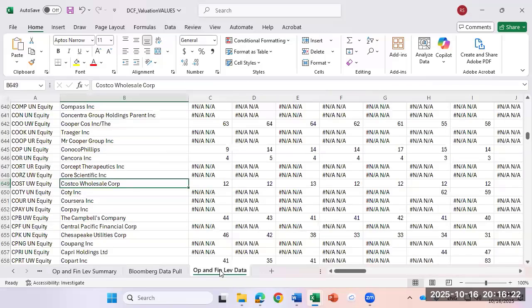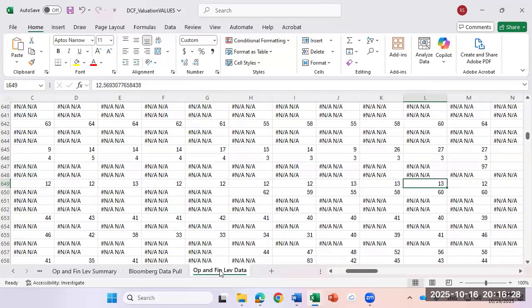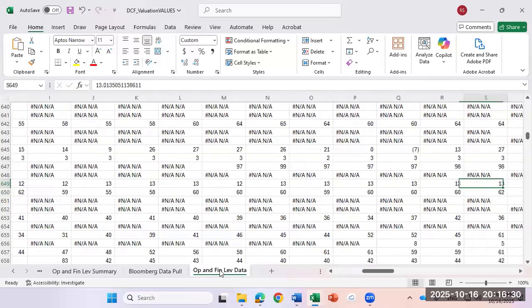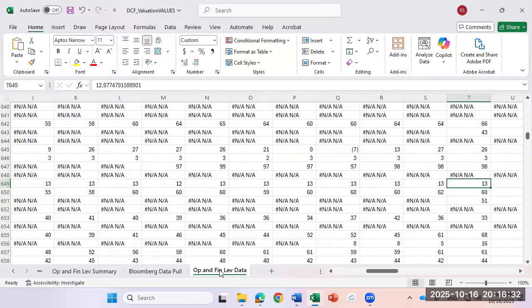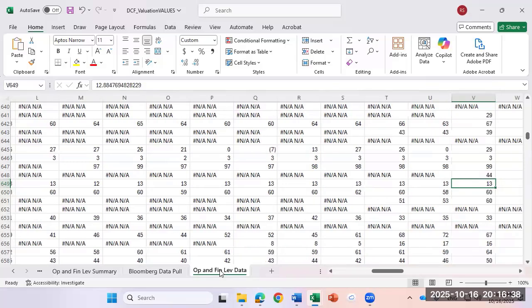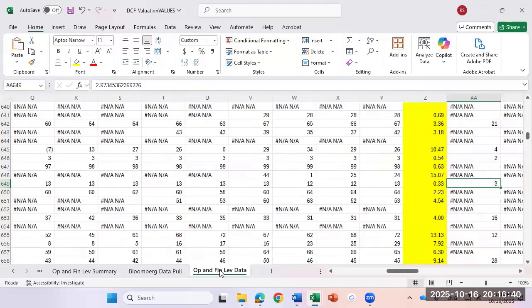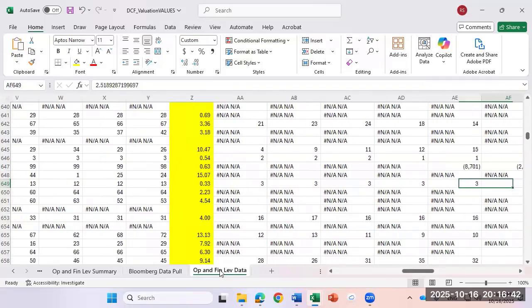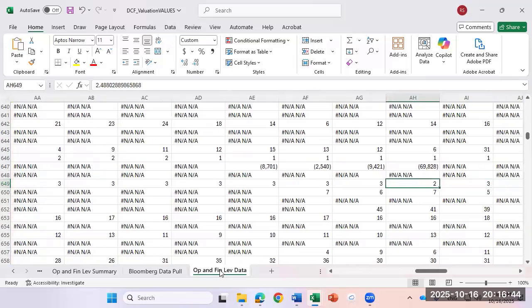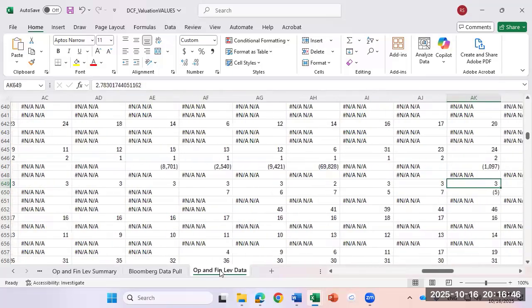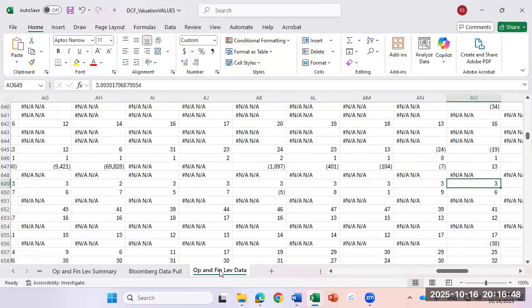Any of y'all want to forecast Costco? Here's the gross margins: 12, 12, 13, 12, 12, 12, 12, 12, 13, 13, 12, 13, 13. What's your forecast for their gross margin? 12.5 maybe? 13. What about their net margin? 3, 3, 3, 3, 3, 3, 3. Oh, 2, man, they had a horrible year. 3, 3, 3, 3, 3, 3, 3, 3.